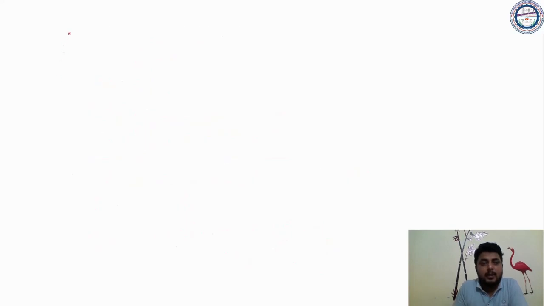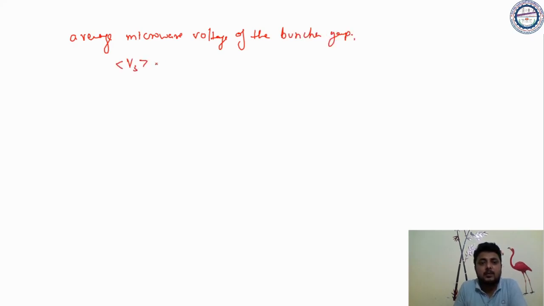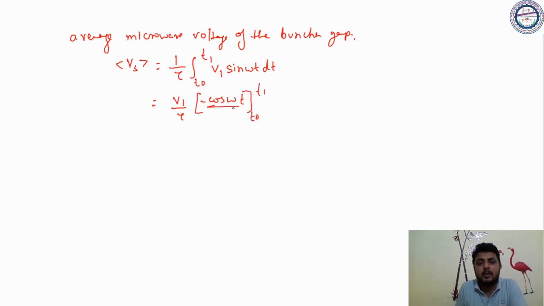Okay. Now we will try to find the average microwave voltage of the buncher gap. So this can be found out using averaging of this signal voltage Vs for the time duration, starting from t0 to t1, and we have Vs into dt. So Vs is nothing but V1 sine omega t into dt. So after solving this we can find, this can be V1 upon tau, and we can write minus cos omega t, t0 to t1, which is divided by omega.